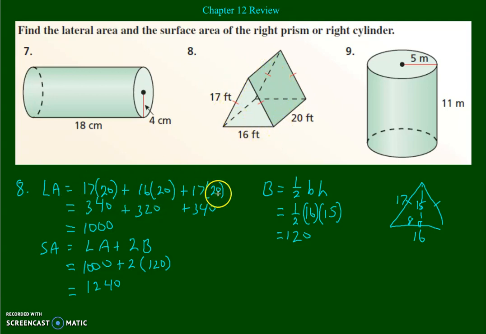Just to recap real quick here, lateral area is the area of the faces that aren't bases. That was this. Surface area is lateral area plus the area of the bases. And in this case, we had 2 bases that were triangles. So we found the area of the triangle and then added them in. That'll wrap it up for this segment. We'll cover problem 9 and beyond in the next video. So I'll talk to you then.